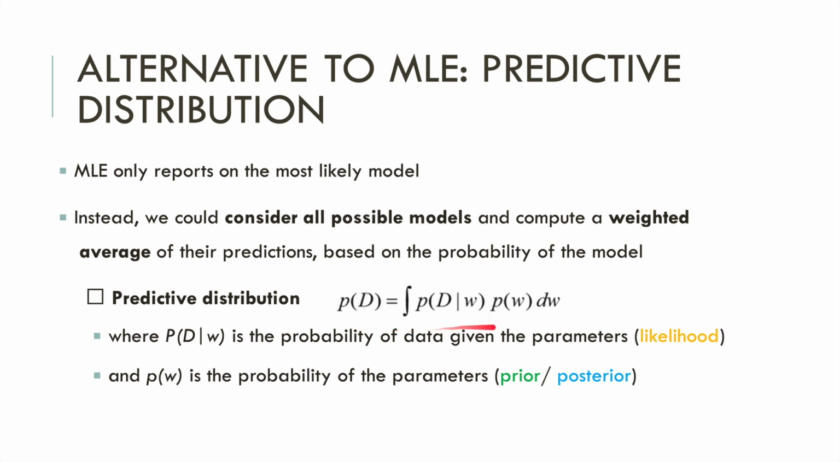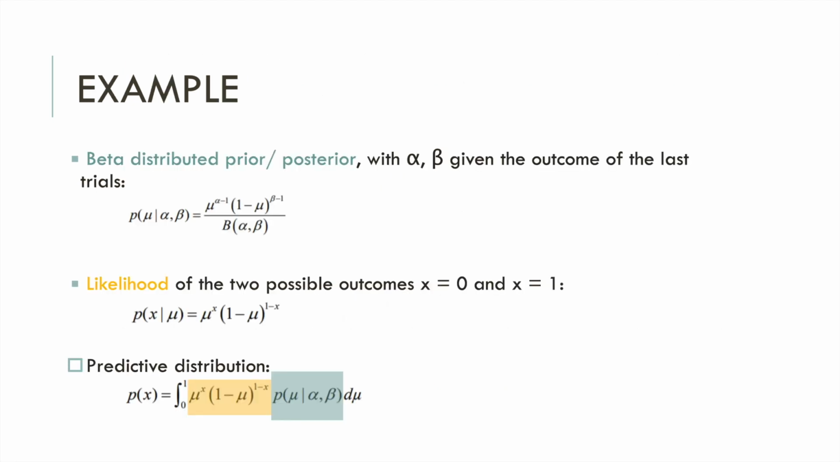This is what the equation looks like. So we integrate over the probability of data given the parameters, which is the likelihood, multiplied by the prior or posterior, which is the probability of the parameters. So before the trial, we look at three main components: The first one is the beta distributed prior or posterior from the trial before with the appropriate parameters. This is what the equation looks like for this component.